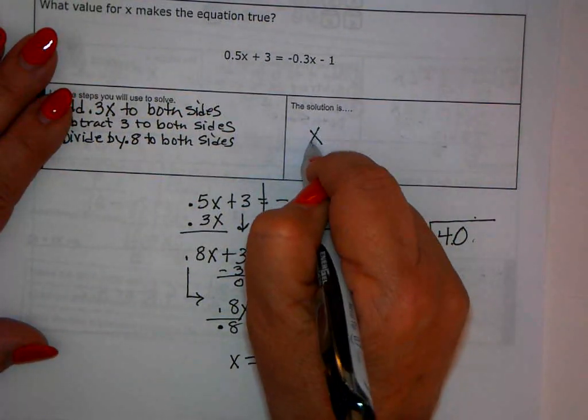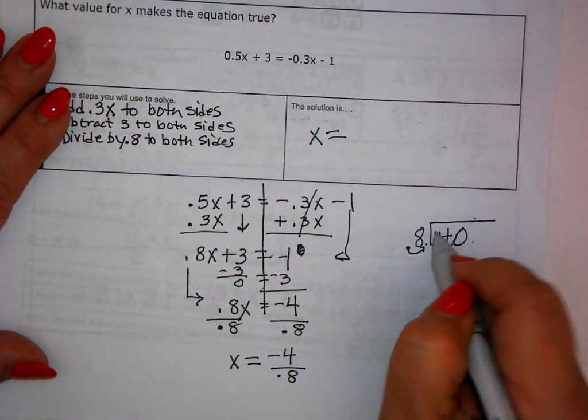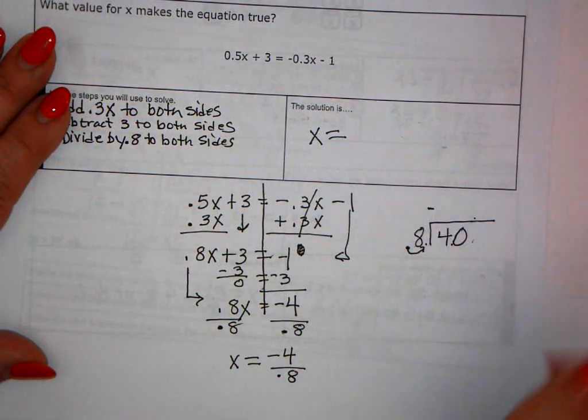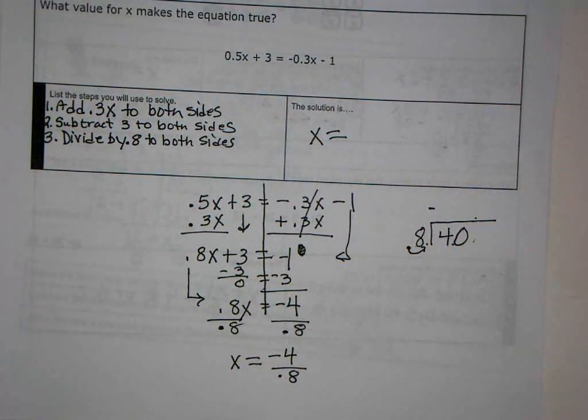Now I want you to figure that out. What would the answer be? And remember, this was a negative, so there you go. All right, and that's what it's due for tomorrow.